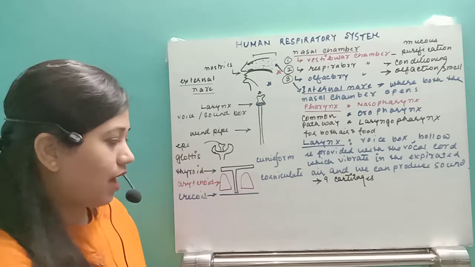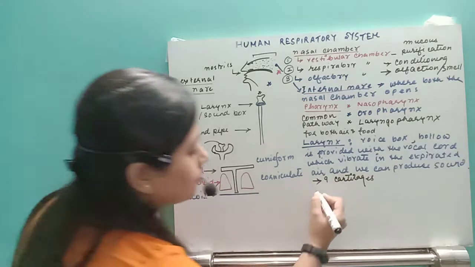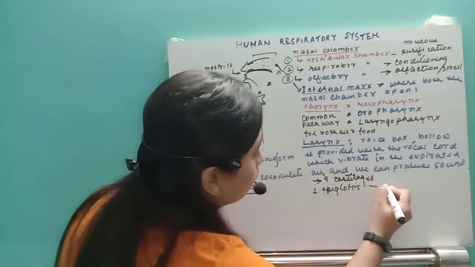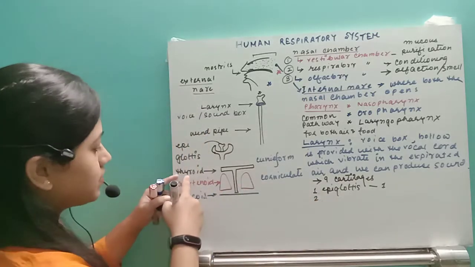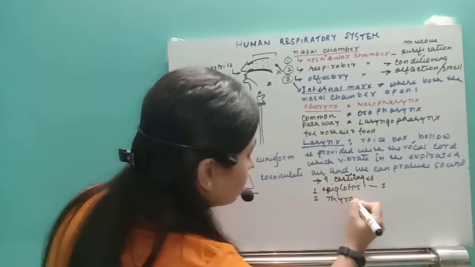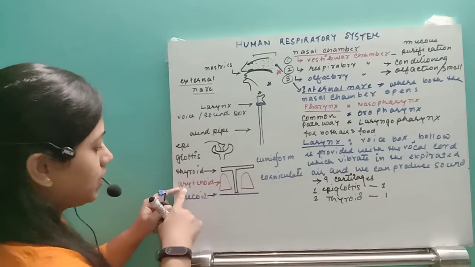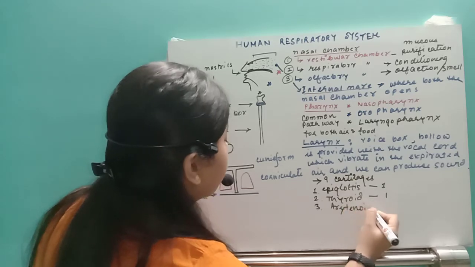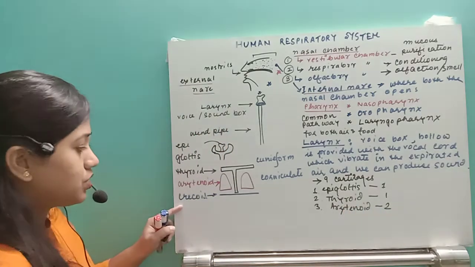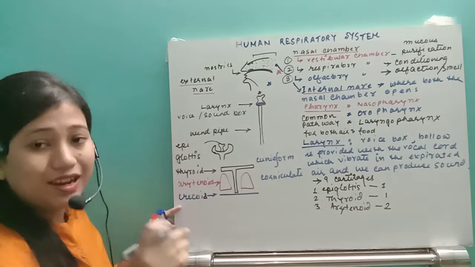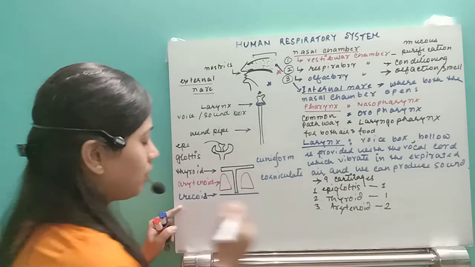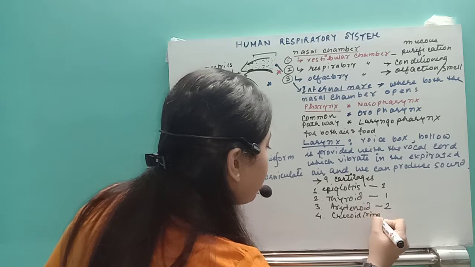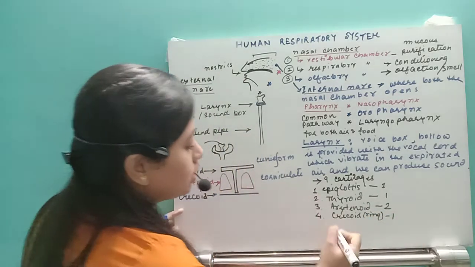So how many cartilages do we have? See now. The first one is the epiglottis, only one cartilage. Then second, the thyroid cartilage. How many thyroid cartilages do we have? Only one. Third, the arytenoid cartilage. We have two arytenoid cartilages. Then we have a ring-like cartilage present at the base of the larynx, the cricoid cartilage. How many in number? Only one.